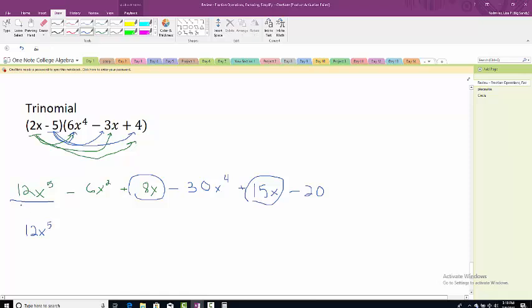And then I like to cross it out, just so I know I did it. Next one will be x to the 4th, so we got minus 30x to the 4th. That sign has to go with it. So we got minus 30x to the 4th. And once again, I'm going to cross that out because I'm done with it. And then we've got a minus 6x squared. Take that sign with it. Don't leave that sign.